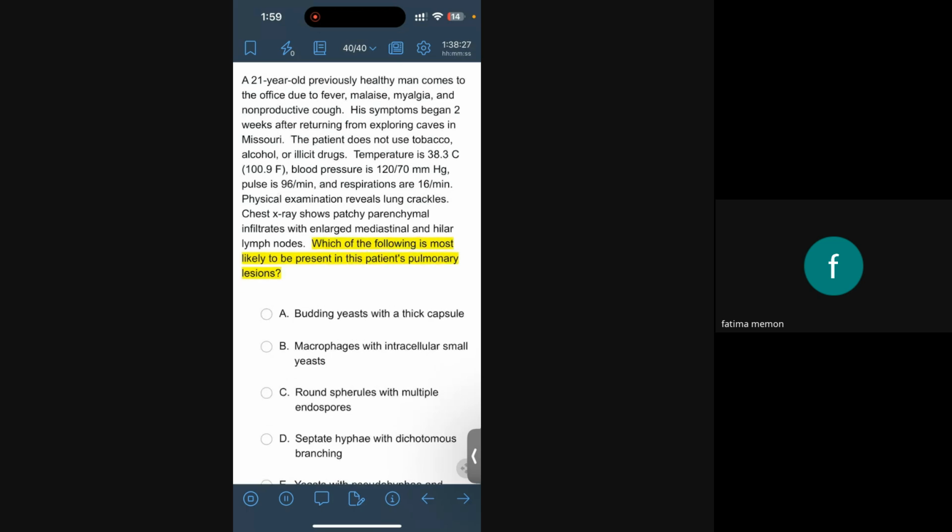A 21-year-old healthy man comes to the office with a fever, malaise, myalgia, from exploring caves in Missouri. Fever, malaise, myalgia, pneumonia symptoms. Temperature is 109. There are lung crackles. Parenchymal infiltrates with enlarged hilar lymph nodes. Okay.